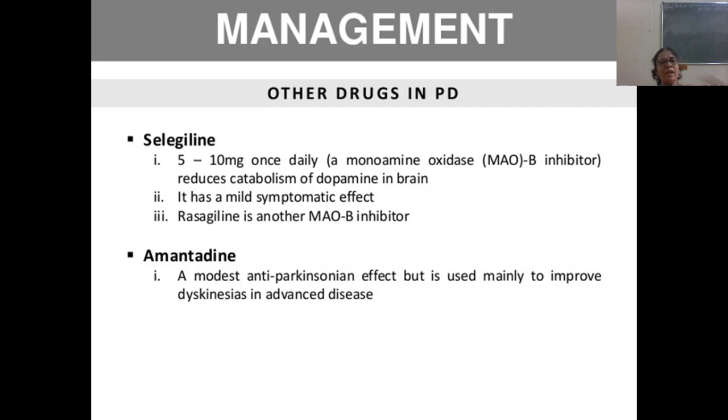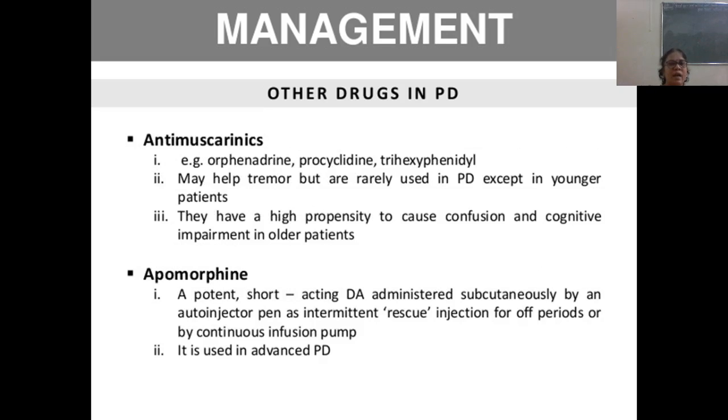brain. It has a mild symptomatic effect, and rasagiline is another MAO-B inhibitor. Amantadine has a modest anti-Parkinsonian effect, but is used mainly to improve dyskinesias in advanced disease. Then antimuscarinics like orphenadrine, procyclidine, trihexyphenidyl may help tremor but are rarely used in Parkinson's disease except in younger patients. They have a high propensity to cause confusion and cognitive impairment in older patients.